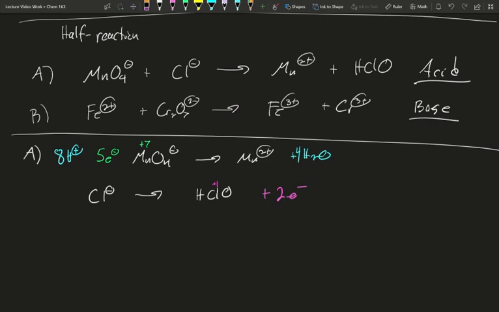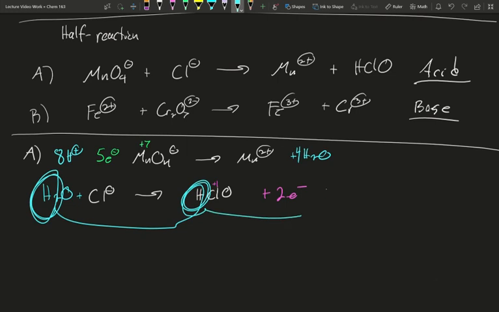Do this for the chloride to hypochlorous reaction. Well, I have 1 oxygen. I don't have it on the other side, so I'm going to need a water. Just 1. That's going to give me 2 hydrogens. Well, I already have 1 hydrogen, so I just need 1 more. So I need 1 more hydrogen on the right to balance the 2 that came in with water on the left. And now all my atoms in my second half reaction are balanced.